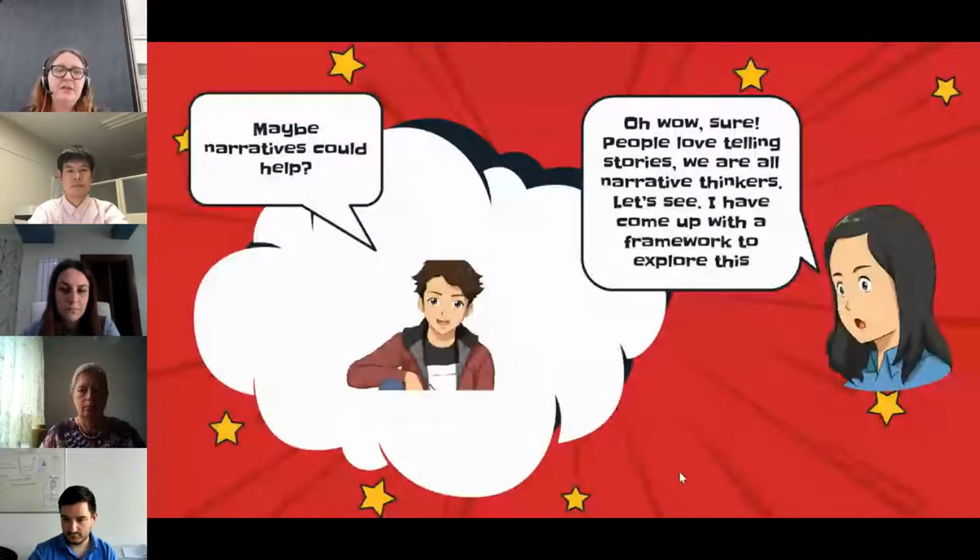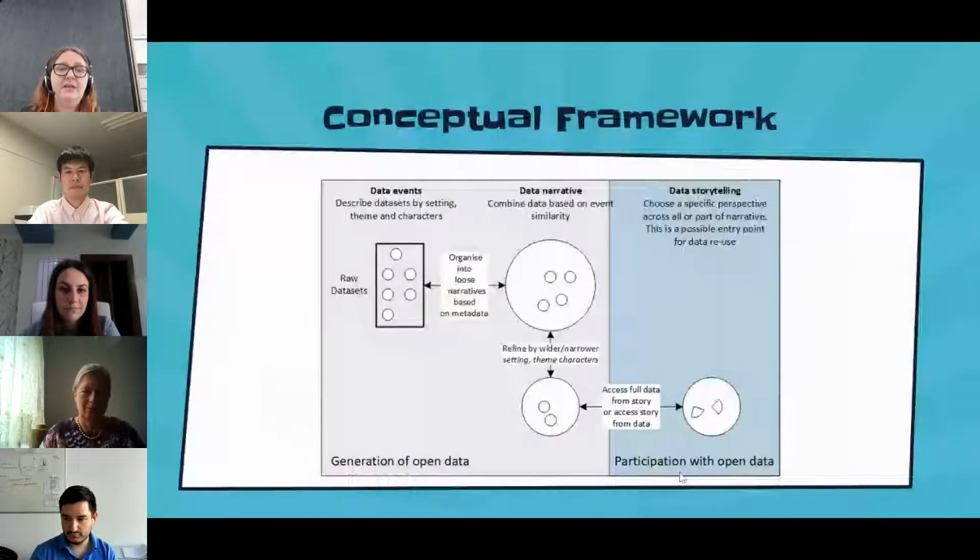So the idea is to use narratives because people love telling stories and are inherently narrative thinkers. And this is a conceptual framework that has been developed to explore how narratives can help to solve this problem. So narratives can be formally described, for example, in terms of the setting, the time and place in which they occur, types of themes they cover, and the characters. And of course, these descriptions can also be applied to data sets, and we can identify data events, so events when data was created, that tell us something about what was happening at that time, what was included, what wasn't included, what the data set covers, and so forth.